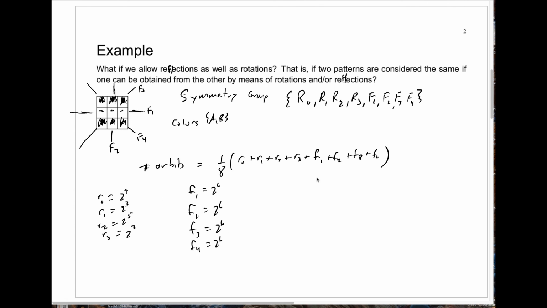And so what is the total number of orbits? This is just 1/8 times 2 to the 9th plus 2 cubed, plus 2 to the 5th plus 2 cubed, and then I'll have 4 2 to the 6's, 4 times 2 to the 6. And when you compute all of that, you get 104.